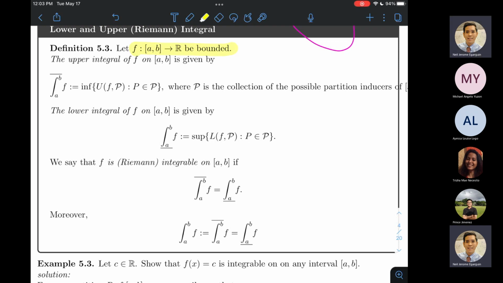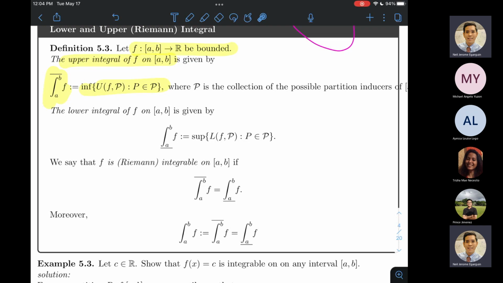And then we define the upper integral of the function f on [a, b] to be the infimum of all the upper Riemann sums relative to any partition inducer of the closed interval [a, b]. Tapos ang notation natin sa upper integral ay this guy. All right? So it's your usual definite integral, may function f. Dahil wala naman ditong problema about what the variable of integration is, hindi na natin sinasama yung dx sa Math 36, sa Math 155.